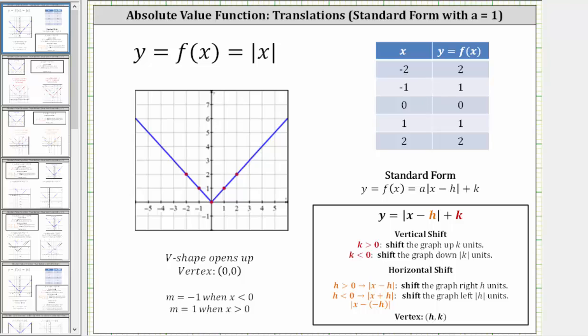Welcome to a video on graphing translations of the basic absolute value function. In this video, the equations will be in standard form with a equal to 1.